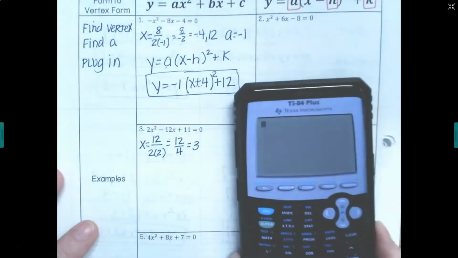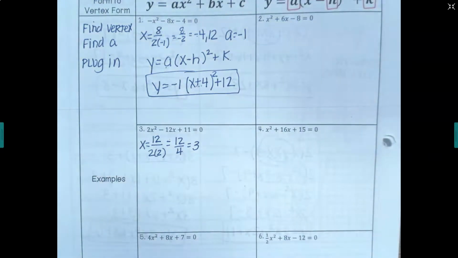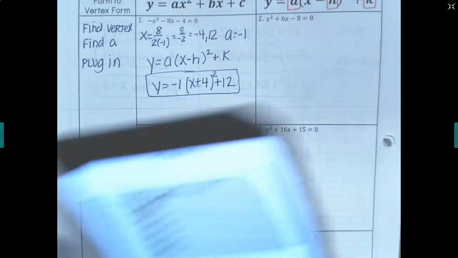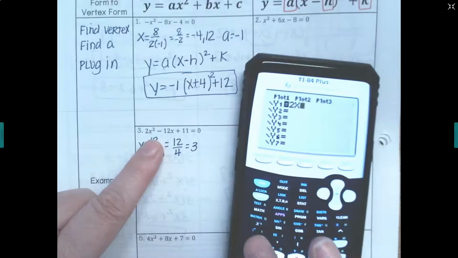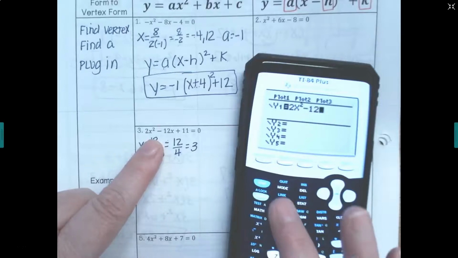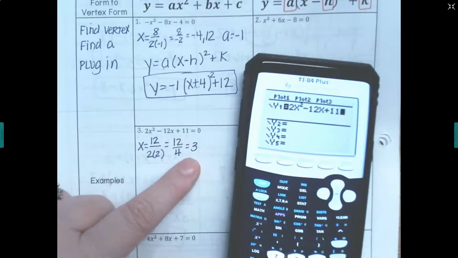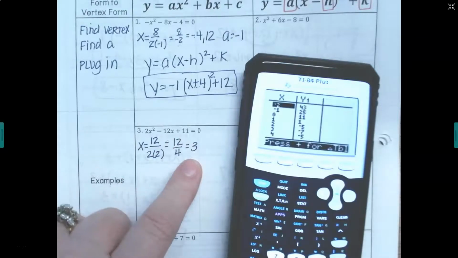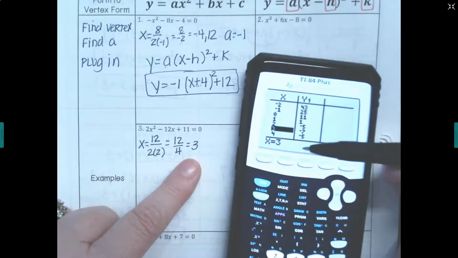So we'll take our handy dandy calculator, go into y equals, I'll make it a little bit brighter so it's a little bit easier to see. Okay, and I'm going to say 2x squared minus 12x plus 11. And I'm going to go look at my table of values where x is 3. And always double check. I have -7.